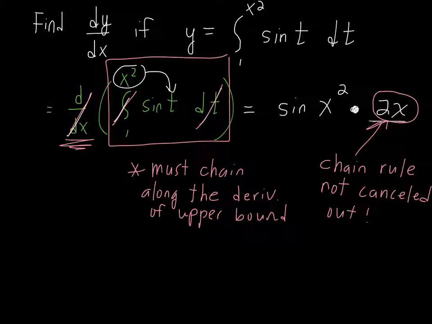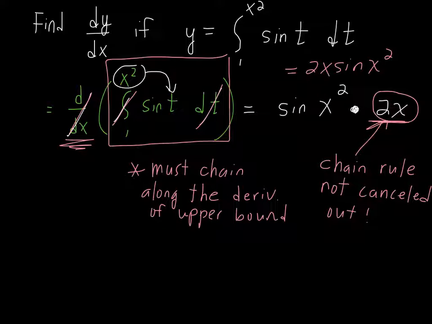So the chain rule part would still be there. So this would be our final answer, which of course you can write as 2x times the sine of x squared. You're likely to see it like that in a multiple choice question. And by the way, if you're wondering, how come we didn't apply the chain rule to our example where the upper bound was x?